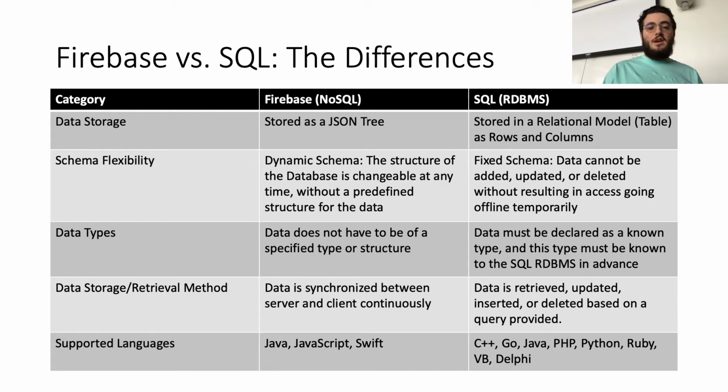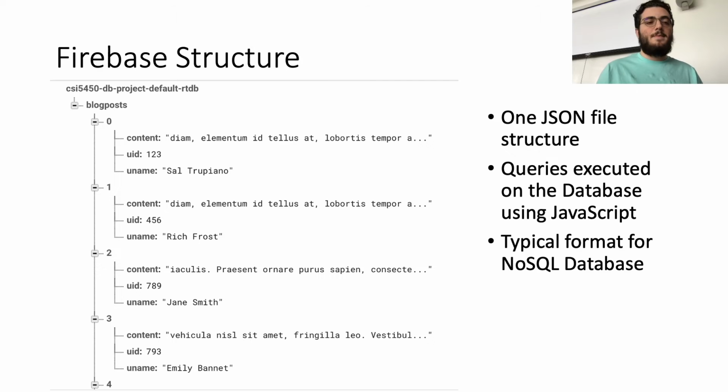With SQL and a relational database management system, you have a bunch of options, including Java, PHP, Python, and your typical languages. So the structure of Firebase, as we said, is a JSON structure. So we have your main database at the top, and then you have your different key value pairs. So we have a blog post, and then under the blog post, we have our IDs for each value set.